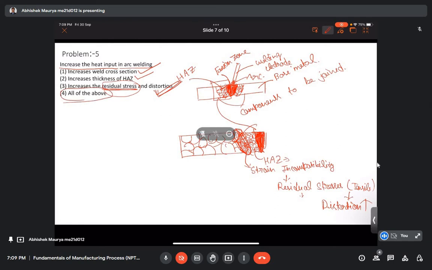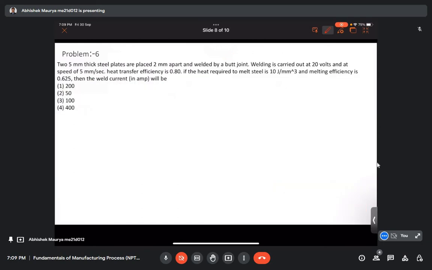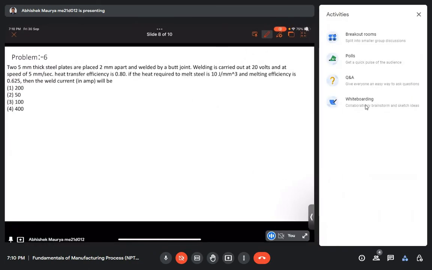So I have explained this problem. Still, if any of you have any doubts, please let me know. Otherwise we will move to the next problem. Okay, let's move to the next problem. Please read the problem and try to solve it by yourself first, then we will discuss it together. Meanwhile, I will create the polls.